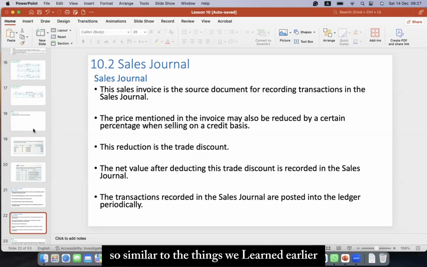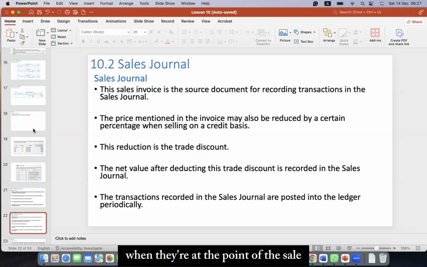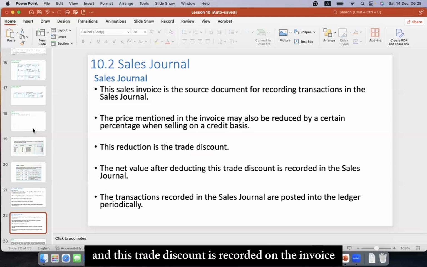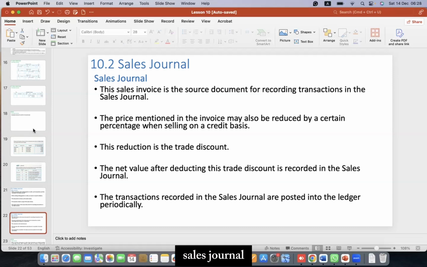So similar to the things we learned earlier, when a business is doing a sale, they may also include trade discounts. Okay, at the point of the sale, they may give a trade discount, and this trade discount is recorded on the invoice, but we are not recording it in our accounts. For example, if there is a trade discount, we are not recording it in our sales journal. Okay, the net value after deducting this trade discount is recorded in the sales journal.